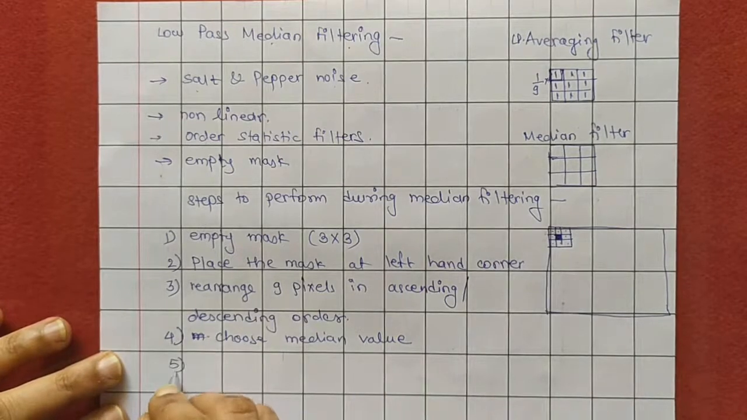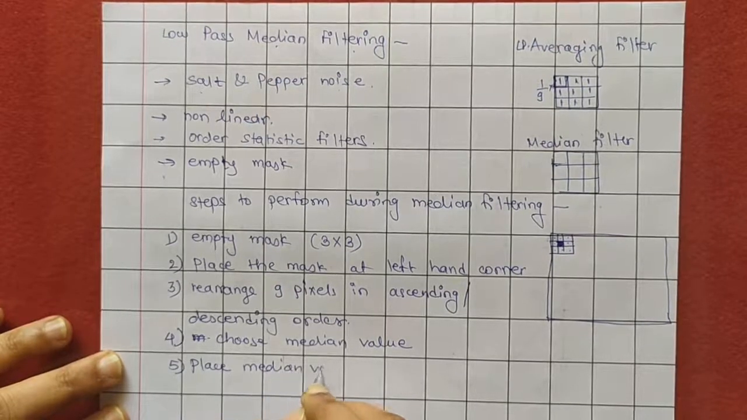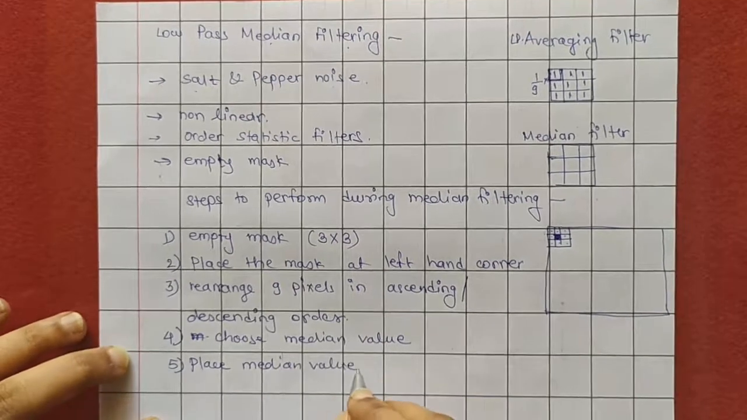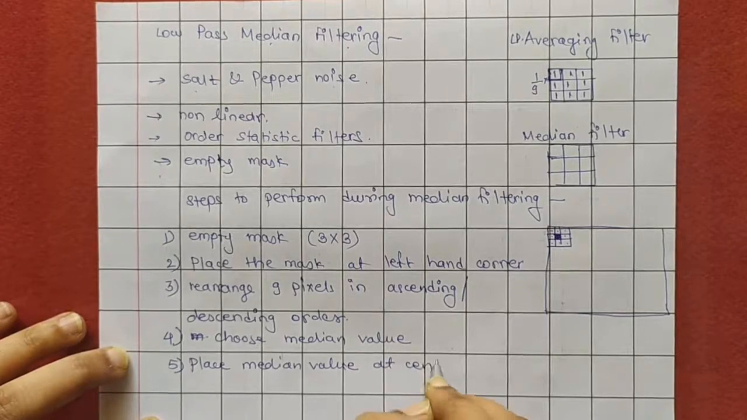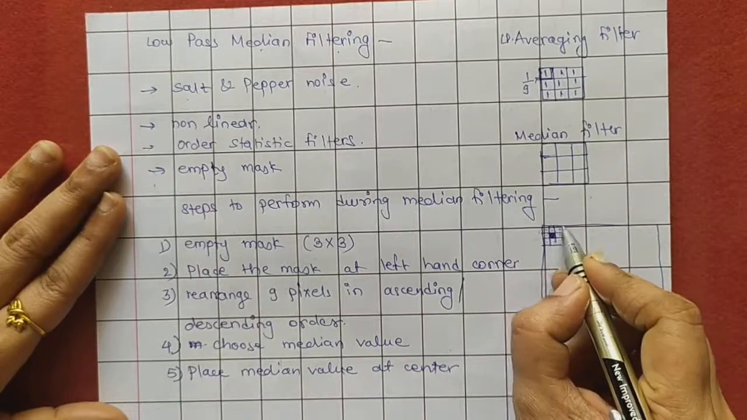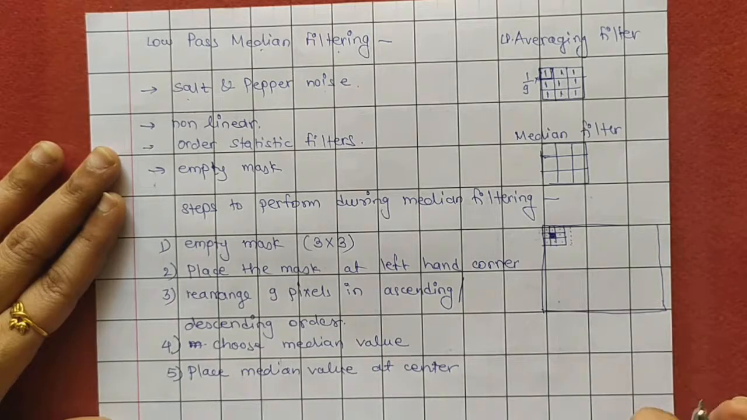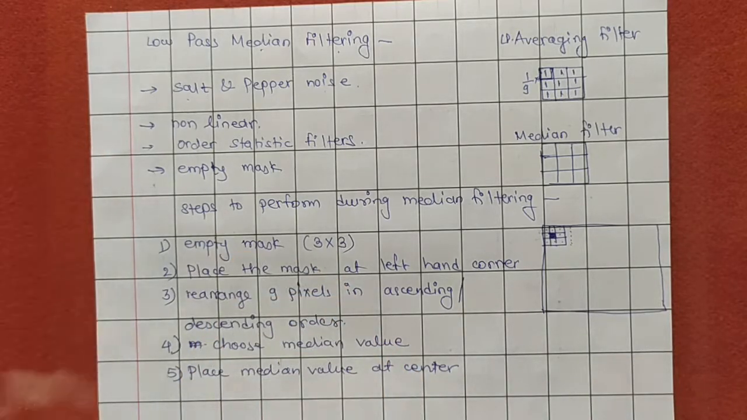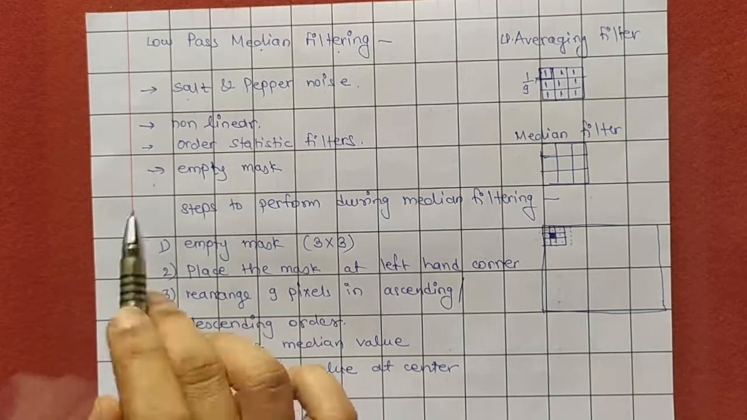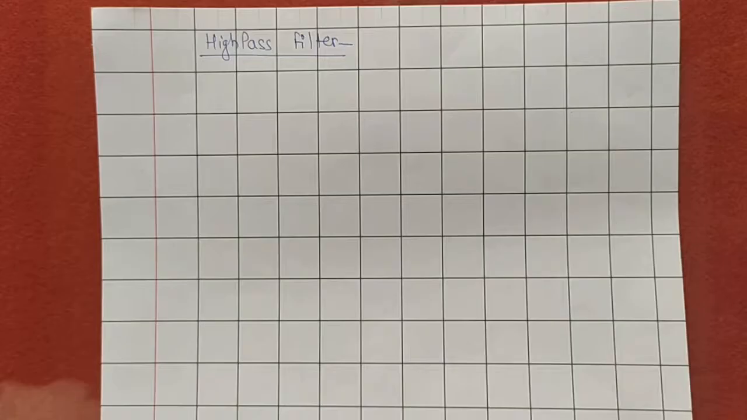So next, place the median value at the center. After doing this, we have to shift this mask one position to the right side, and again perform these steps. By this way we can perform the median filtering, and we can remove the salt and pepper noise present in the image.